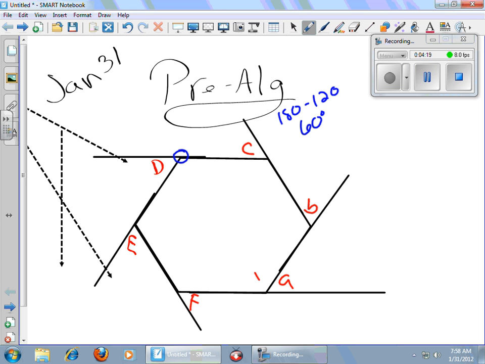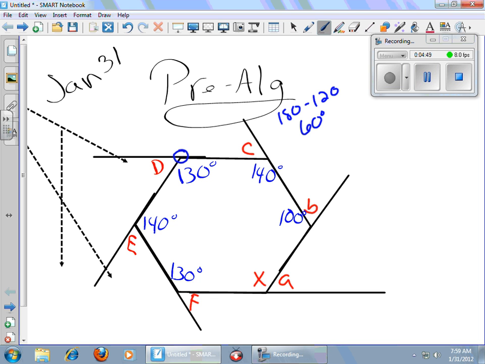And I'm trying to find X, right? I am going to tell you, we're going to make angle D 130 degrees. We're going to make angle F 130 degrees. We're going to make this 140 degrees. And we're going to make this one 140 degrees. And then we'll make this one 100 degrees.